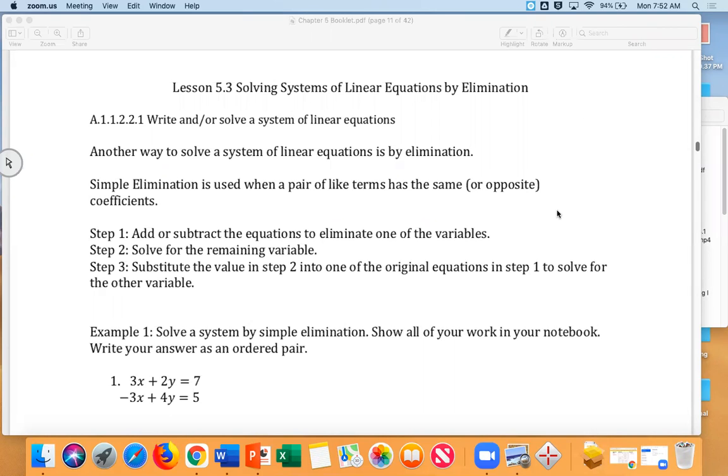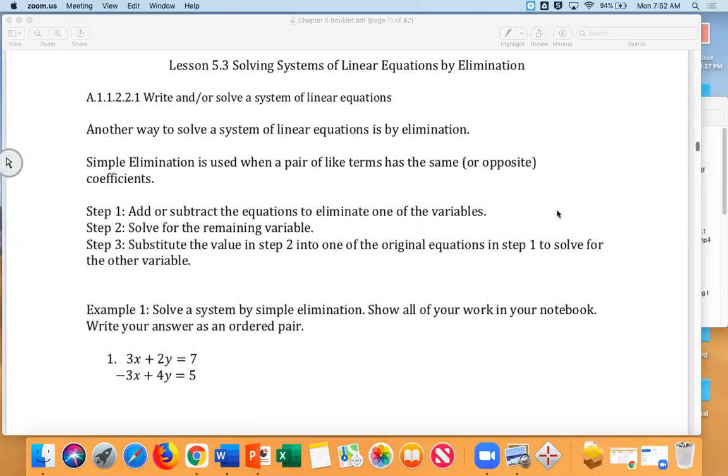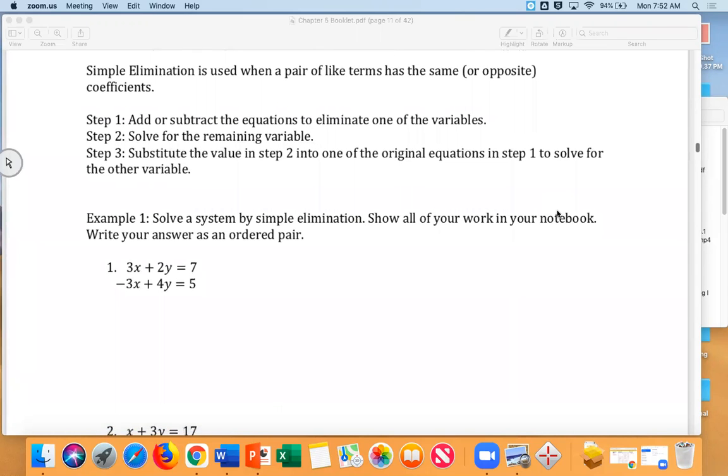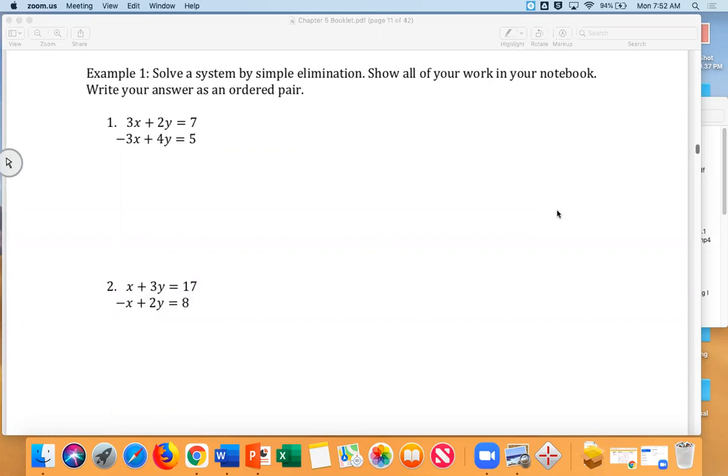So elimination, basically, you do exactly what it sounds like. You're going to eliminate a variable. Now, Andrew, you're probably wondering, how do we eliminate a variable, right? Well, we're going to eliminate variables through pretty much addition or subtraction, all right?